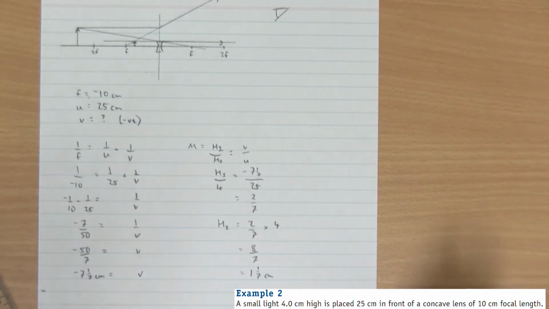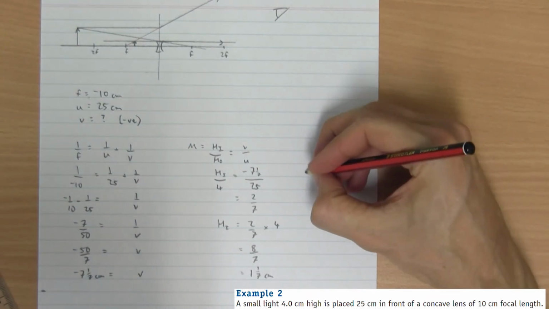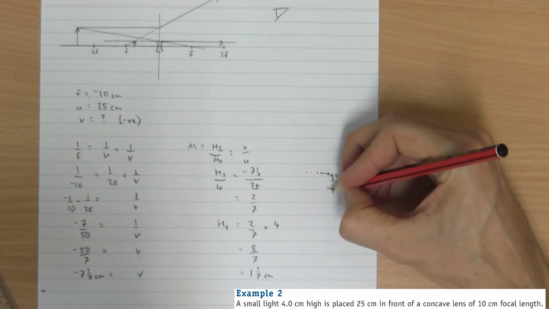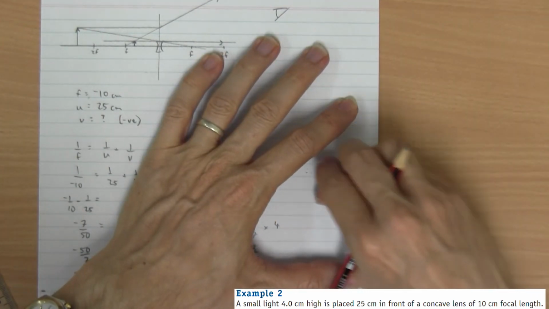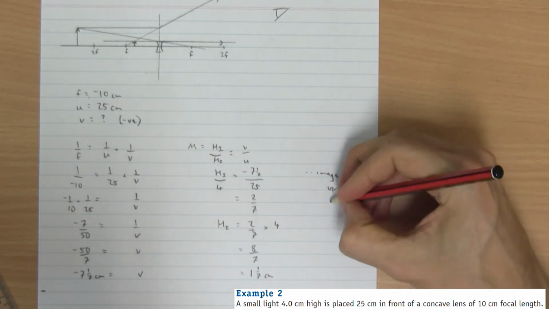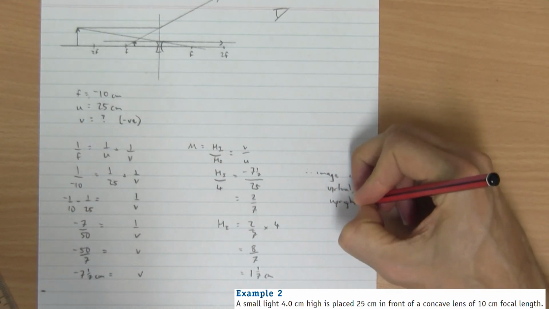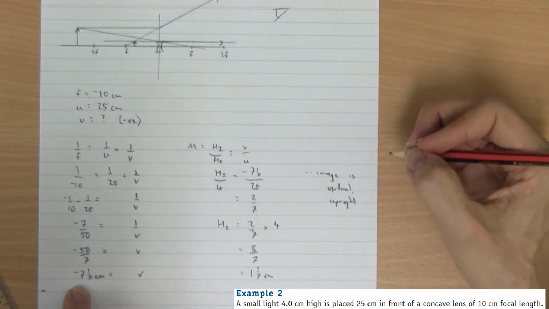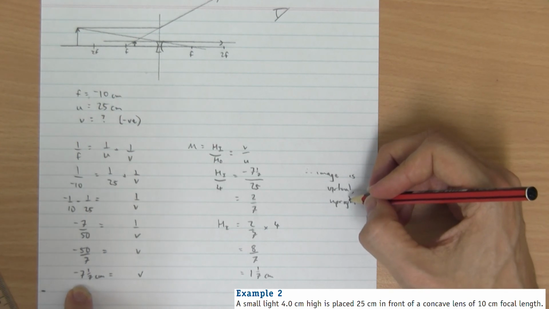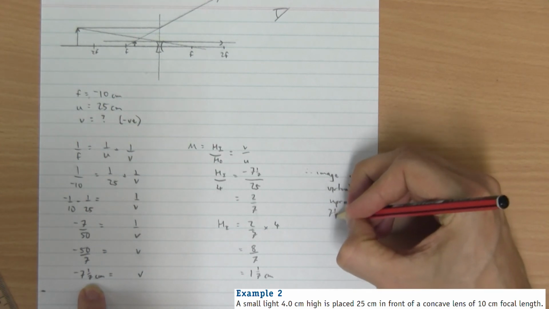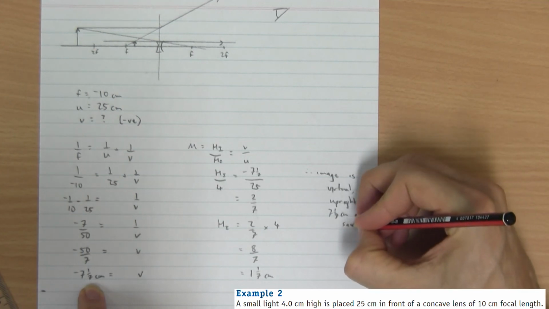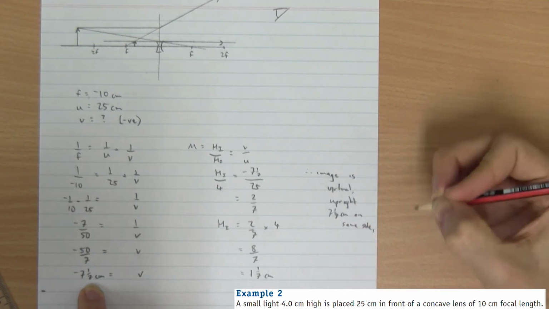And to finish off with, let's answer in words. Therefore, the image is virtual, I usually start with. The image is virtual and upright, because if V had been positive, it would have been real and inverted. Virtual and upright, it's 7 1/7 centimetres on the same side of the lens.